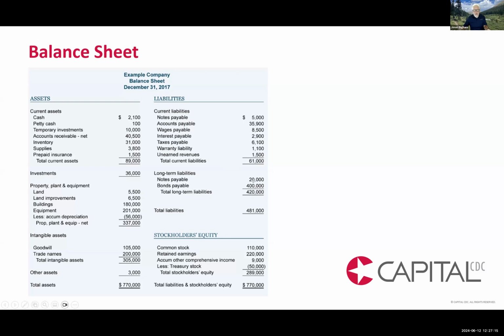And then long-term liabilities: notes payable, bonds payable. This might include real estate loans. We would certainly expect to see real estate loans under long-term liabilities. So again, this company has 770,000 in total assets, minus 481,000 in liabilities. And then there's a way to break that up and include things like the value of the equity. Total stockholders' equity of 289,000. And then that's divided up these ways.